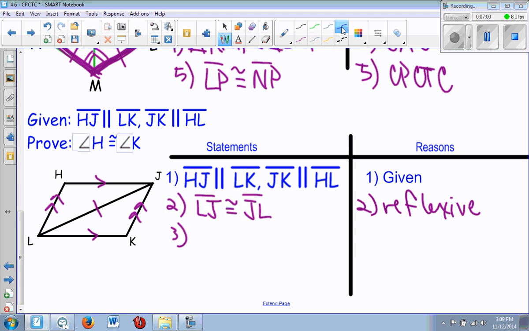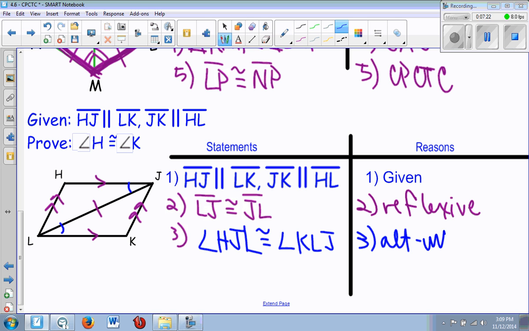Now what I want to do is use my parallel lines to figure out, do I have any alternate interior angles congruent? The answer is yes. I have one pair here, one pair there. Those angles being angle HJL, that's the top one, and angle KLJ, that's the bottom one. And those are congruent because of alternate interior angles theorem. You have parallel lines, which means alternate interior angles are congruent.